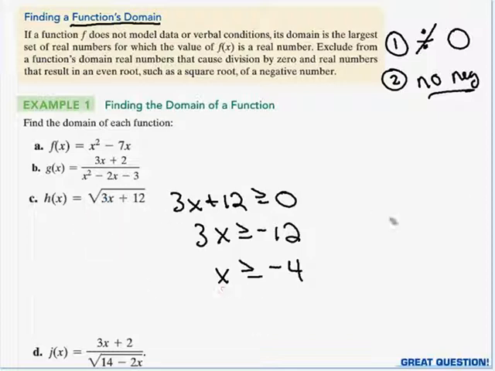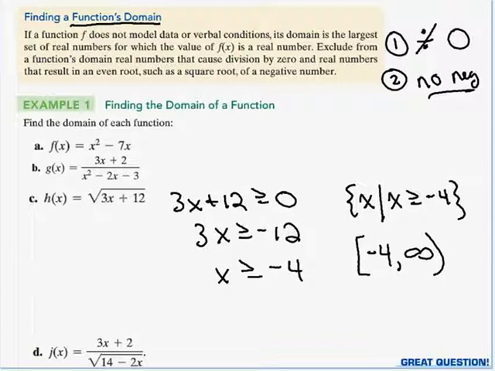So our domain here is x must be greater than or equal to -4, or in set builder notation, the set of all x such that x is greater than or equal to -4, or interval notation, bracket -4 comma infinity would also work.